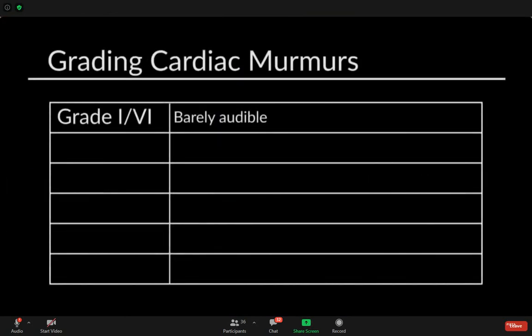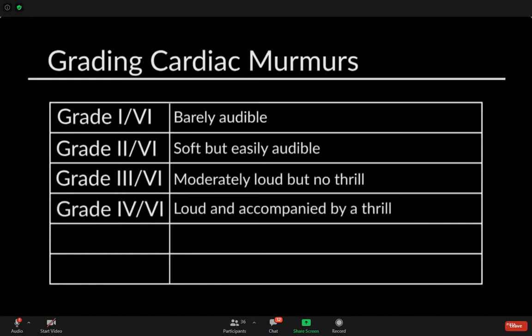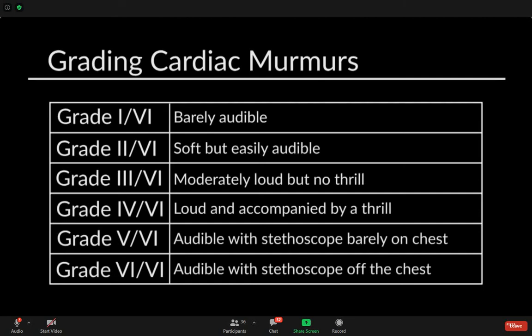Before we do that, it's important to remember that we grade murmurs and that we are standardized across all specialties into how we grade the murmurs. Grade 1 is barely audible. Grade 2 is soft but easily audible. A grade 3 is moderately loud, but accompanied by no thrill when you put your hand on the precordium. Grade 4 is loud and has a thrill. Grade 5 is audible with a stethoscope barely on the chest, and grade 6 is audible with a stethoscope off the chest, and very rare.